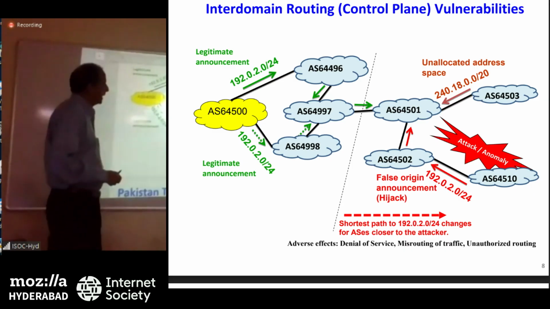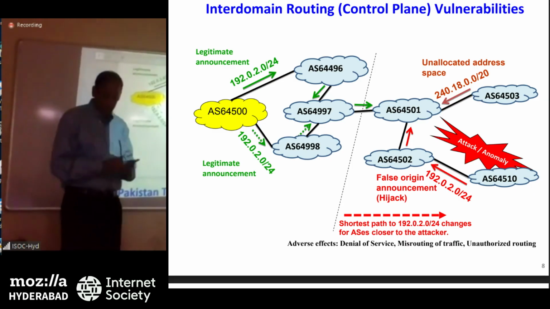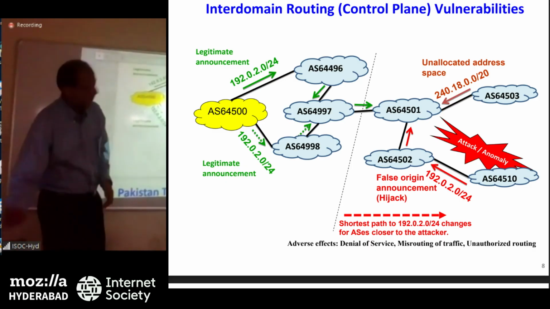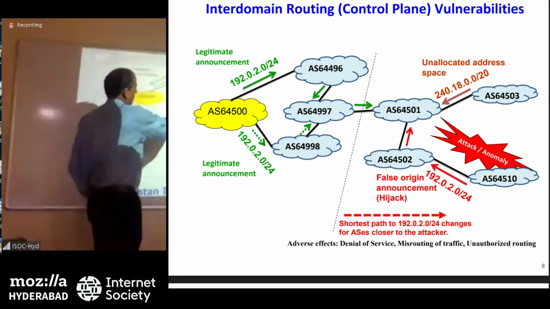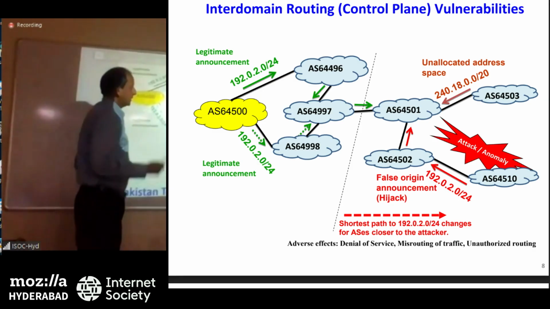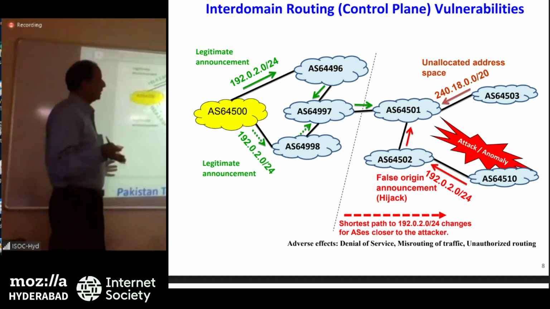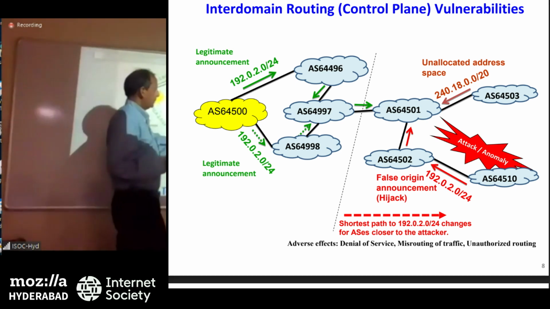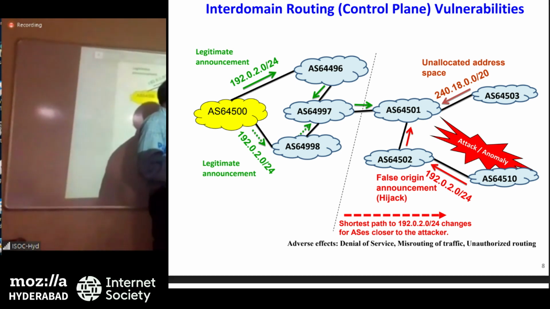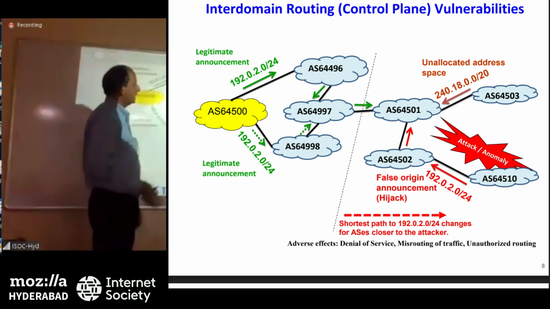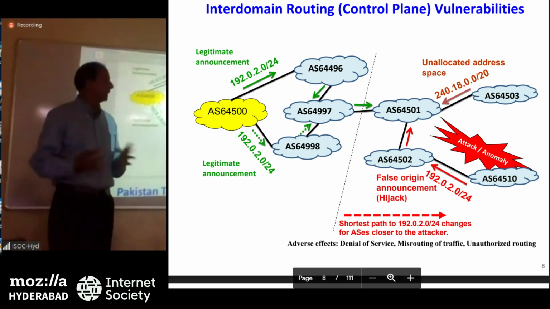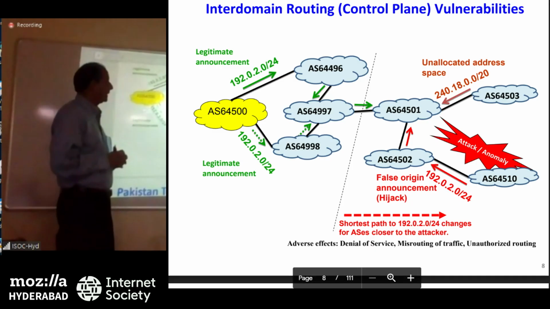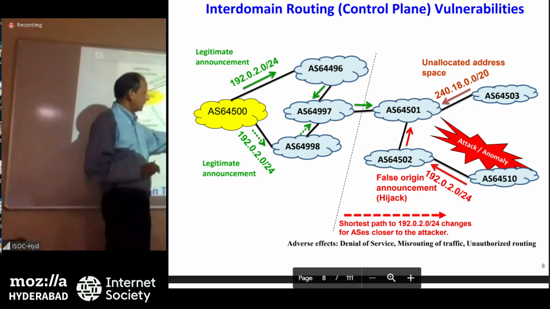That announcement propagates through the internet, and as I explained before, the announcement goes from AS to AS one hop at a time, and it propagates throughout the internet using the BGP protocol. But if there is some attacker, malicious or even accidental, for example this AS on the right side, that announces the same prefix, either unintentionally or intentionally, in either case it's an attack, and it is called a false origin announcement or a hijack.